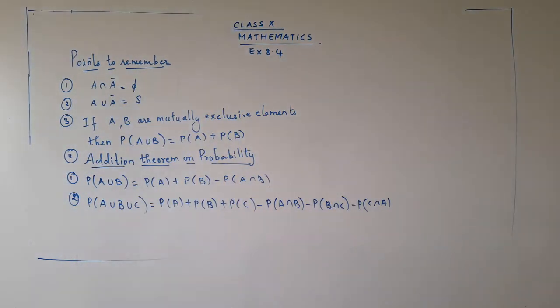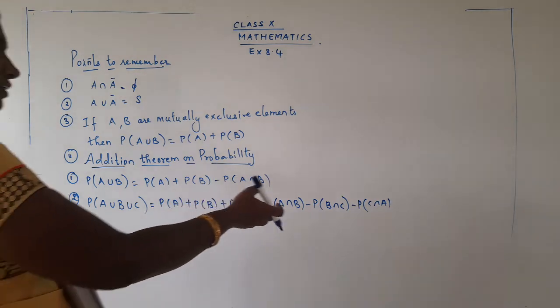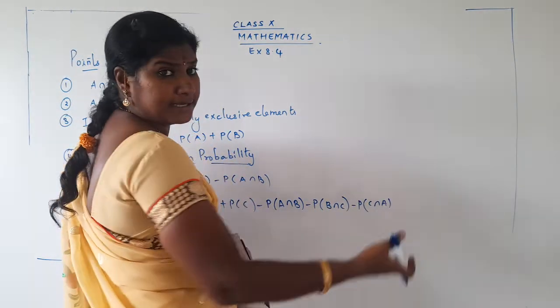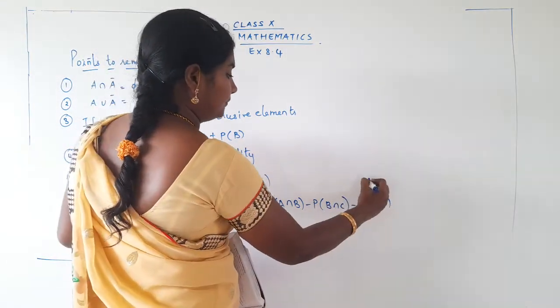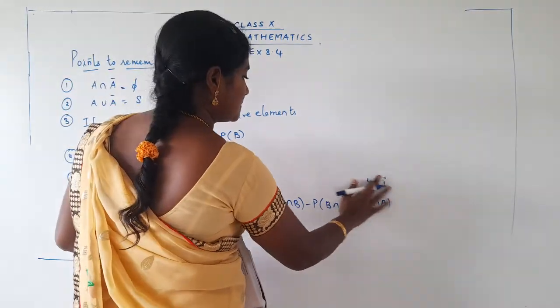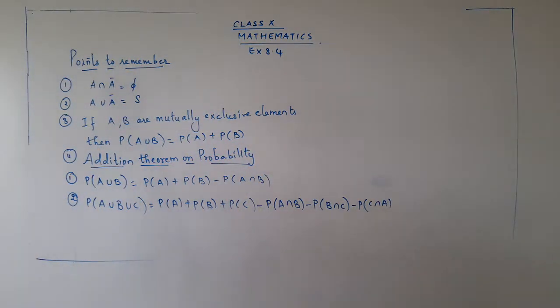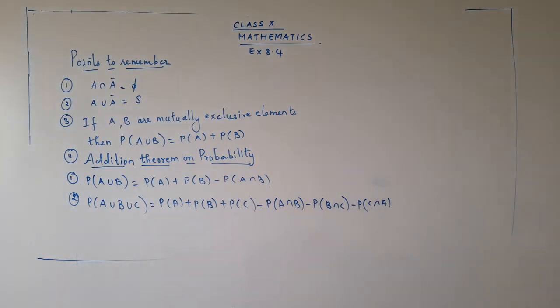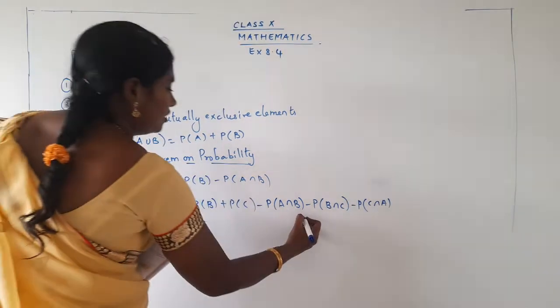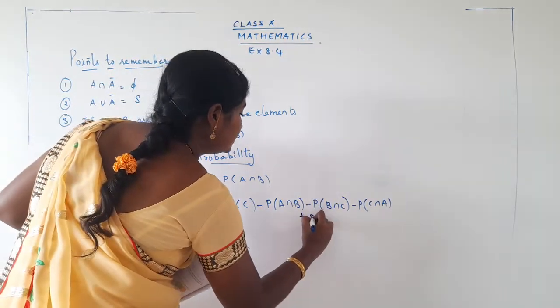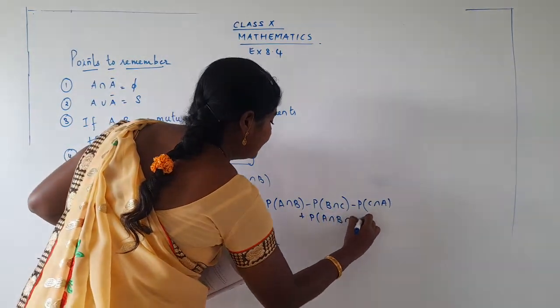B intersection C and C intersection B will be the same. So here you can add C intersection A or A intersection C, one and the same. So probability of A plus probability of B plus probability of C minus probability of A intersection B minus probability of B intersection C minus probability of C intersection A, and at the last you have to add the intersection of all the 3 events together, that is A intersection B intersection C.